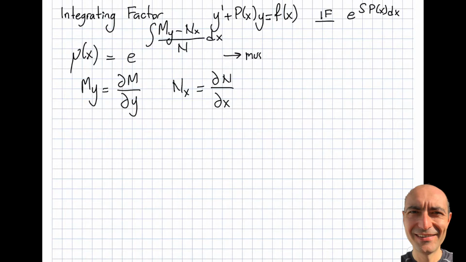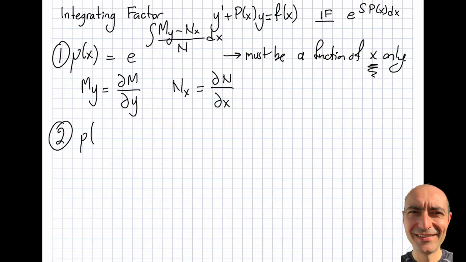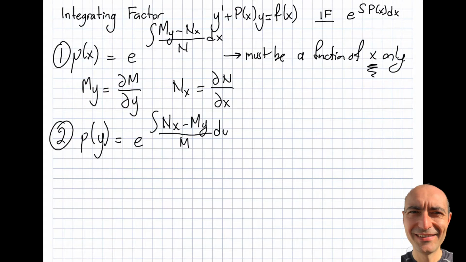This must be a function of x only. Okay, so this needs to be a function of x only. If it is not, it's not going to work. You can try it, it's not going to work. You will see that you're not going to get an exact equation, right? But I also have another one over here. I can have a similar one like that. So the integrating factor of y will be e to the power of the integral of N sub x minus M sub y, same thing as above, except you see that the order is switched, divided by M, dy.